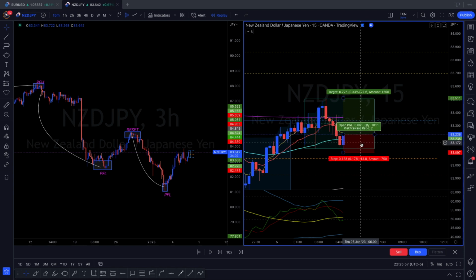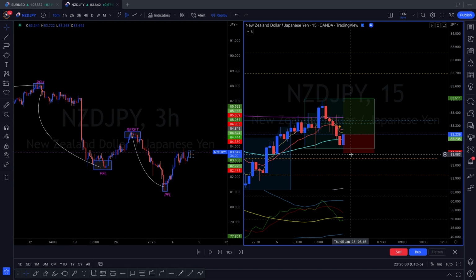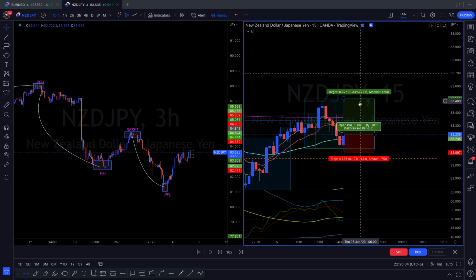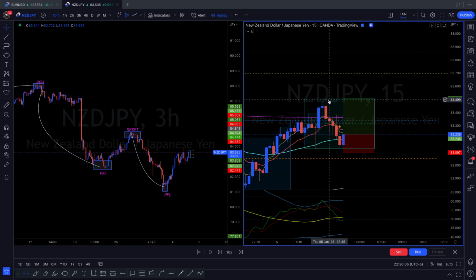The risk on this is basically about 14 pips, and obviously the reward is about 27-28 pips. We're basically aiming right back up to the highs of London. Okay, that's the first scenario. Second scenario would be if you get a pullback.